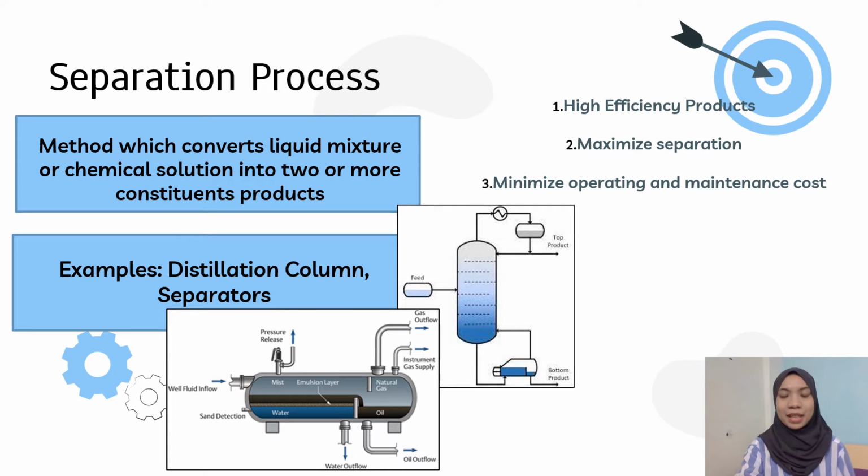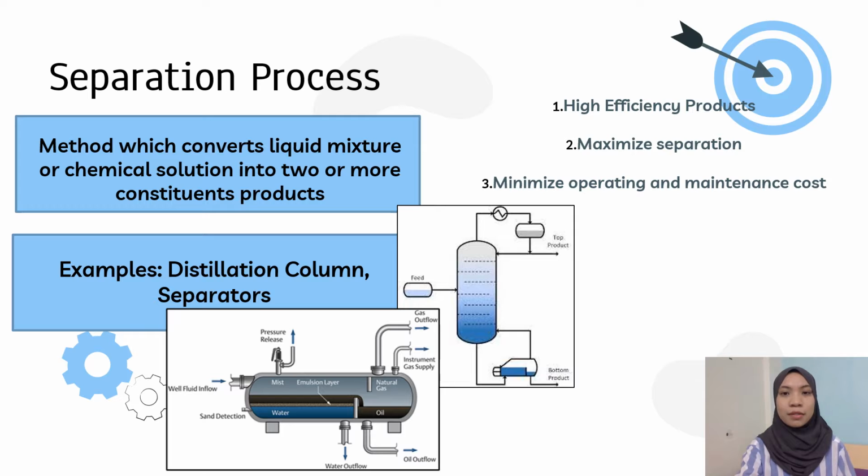Assalamualaikum and hi. My name is Anis Raya and I will be presenting separation process. Basically, separation process is a method that converts mixture of liquid or chemical solution into two products or even more constituent products. In this plant design project, there are two types of separation process experienced in the system. First is the distillation column and the second one are separators.